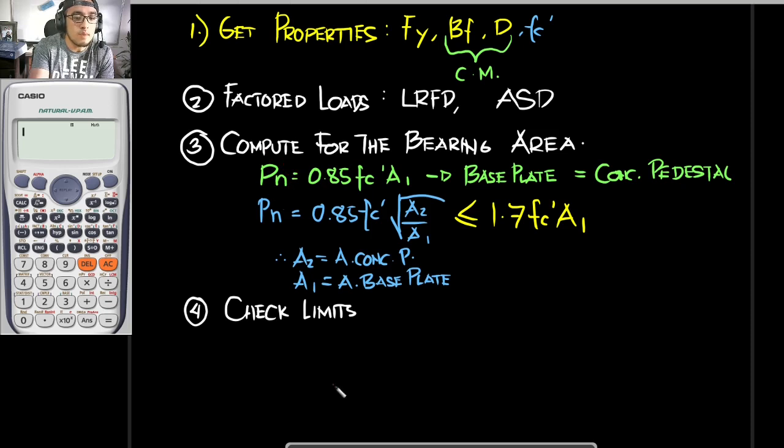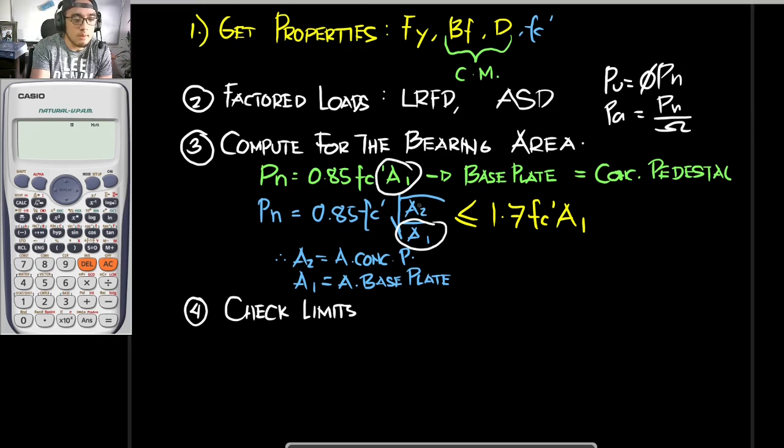Pero, you would be getting the value of the nominal stress using these formulas right here. So, itong Pu is equal to phi Pn, and itong isa is Pa is equal to Pn over omega. Okay, so using those, you would be solving for your value for A1. So, kung ano man yung applicable dito sa dalawang formulas na to, yun yung gagamitin nyo. So, once that you have solved for the value for A1, you would be comparing it with the limits.